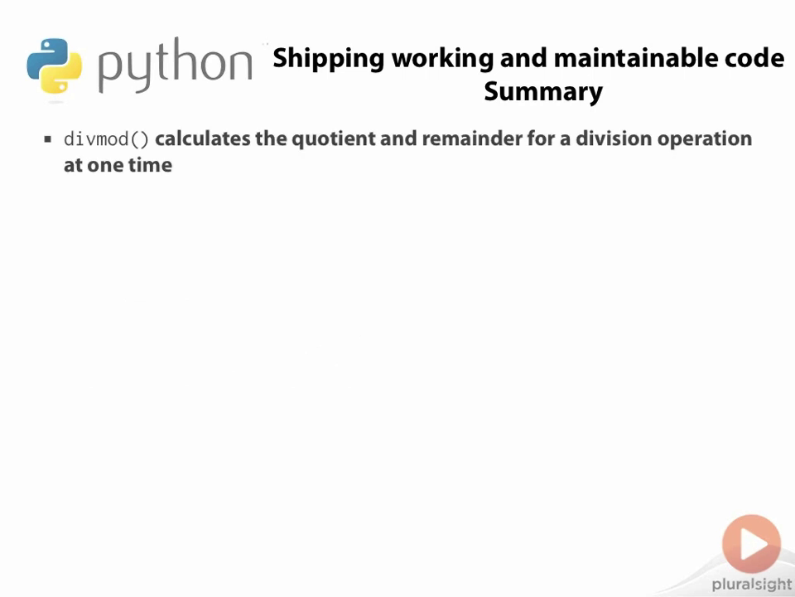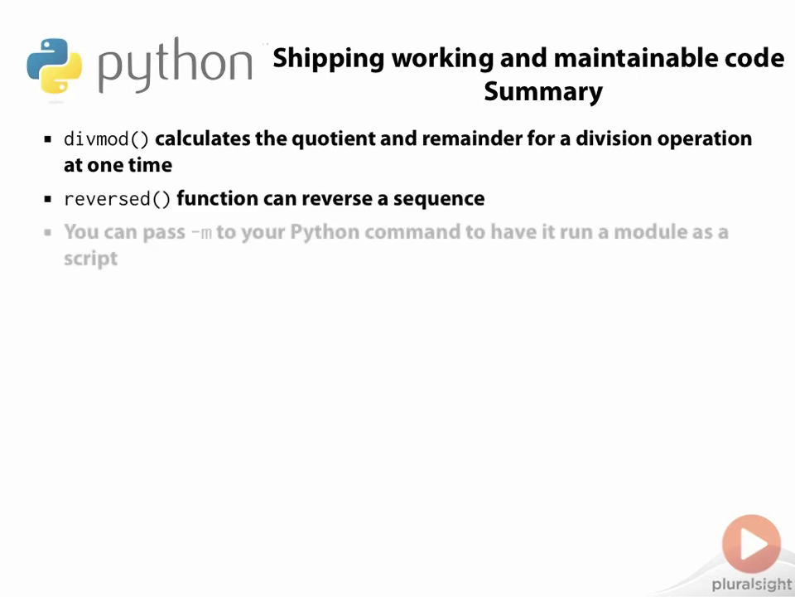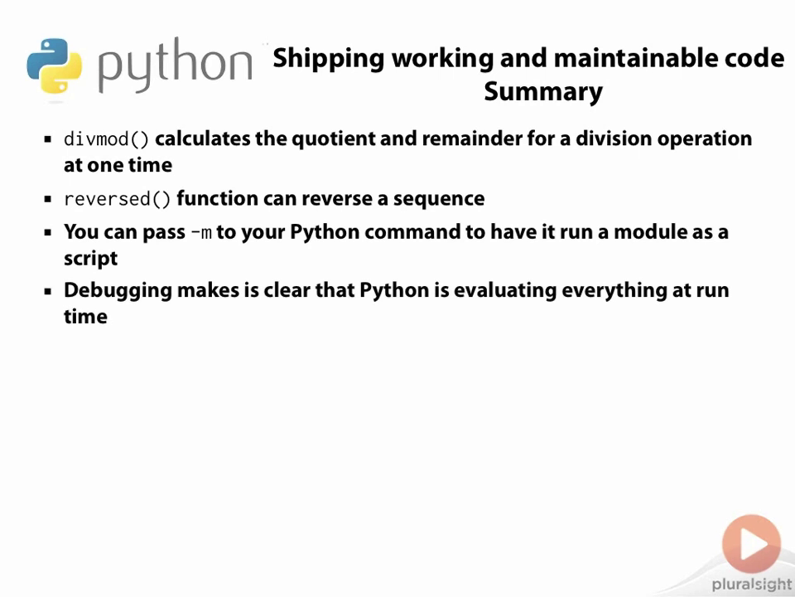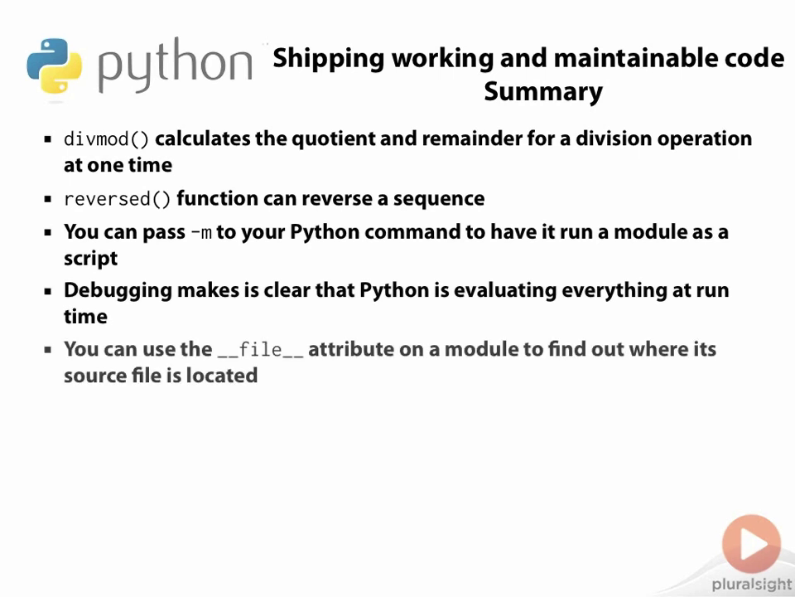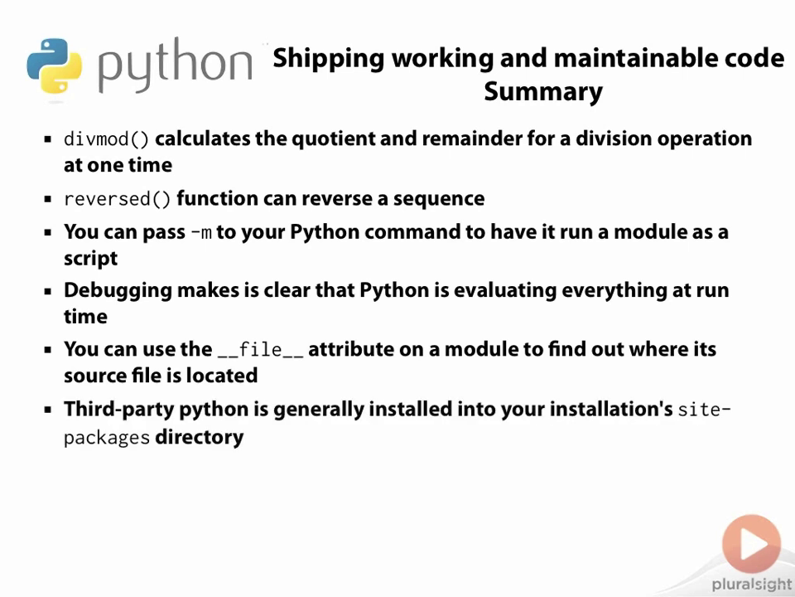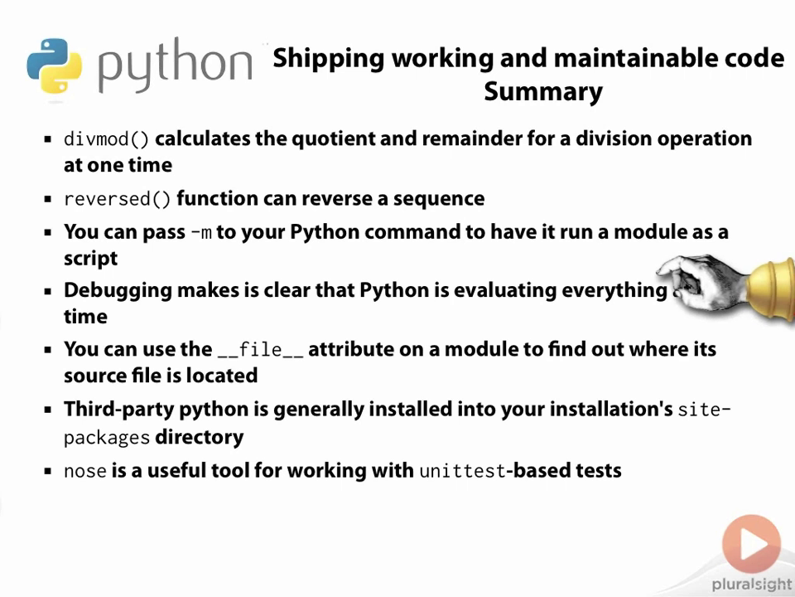Along the way, we found that divmod calculates the quotient and remainder for a division operation at one time. The reversed function can reverse a sequence. You can pass -m to your Python command to have it run a module as a script. Debugging makes it clear that Python is evaluating everything at runtime. You can use the __file__ attribute on a module to find out where its source file is located. Third-party Python packages are generally installed into your installation's site-packages directory. Nose is a useful tool for working with unittest-based tests.